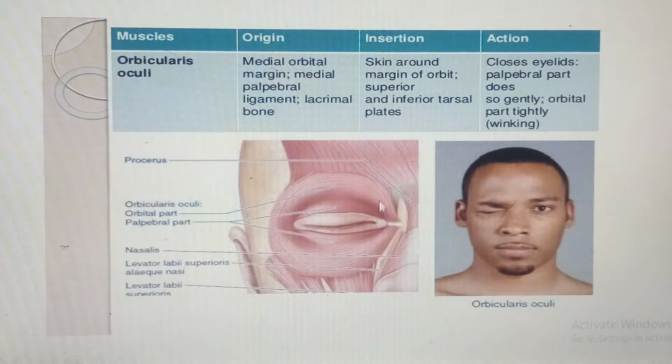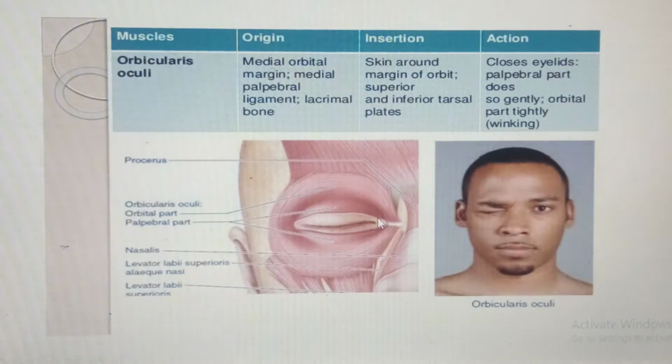So this muscle is going to originate from what we call the orbital margin. If you talk about the orbital margin, we have the supraorbital margin and the infraorbital margin. So from the orbital margin, and of course from what we call the medial palpebral ligament, there's a ligament there known as the medial palpebral ligament, together with the lacrimal bone. So that's going to be the origin.